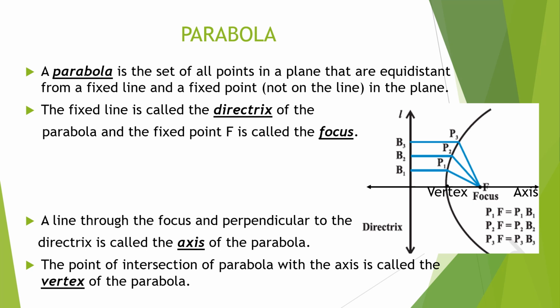So the points on the parabola are equidistant from a fixed line and a fixed point. A line through the focus and perpendicular to the directrix is called the axis of the parabola. So you can just see that a line which is perpendicular to L forms the axis of the parabola. The point of intersection of the parabola with the axis is called the vertex of the parabola. So you have the focus, directrix, axis and vertex of the parabola.